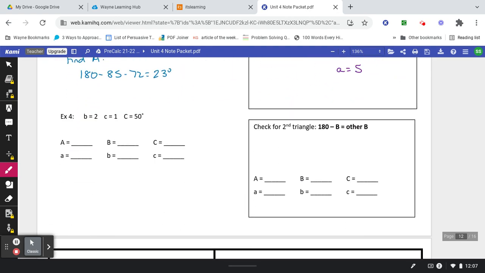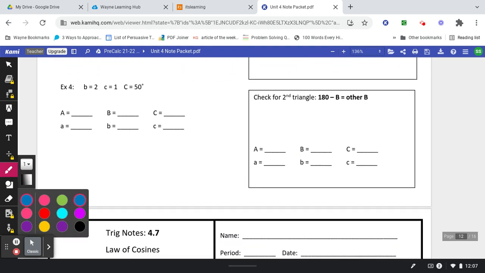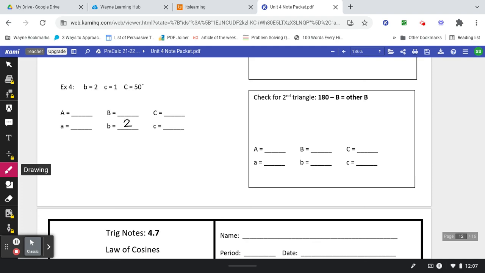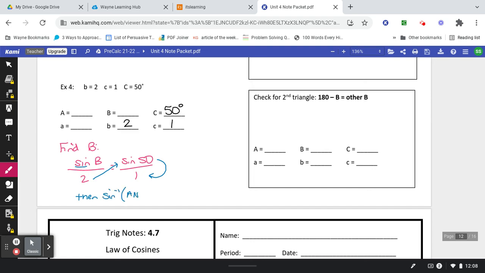Let's do one more example, number 4. Put the numbers in. And of course, we'll have to start by finding B, angle B. Sine of B over 2. Sine of 50 over 1. Cross multiply. 2 times the sine of 50 divided by 1. Then make sure you get rid of that sine by inverse sine of the answer.